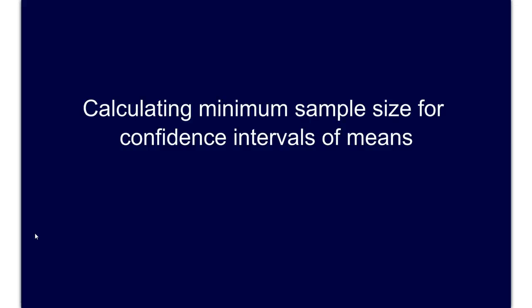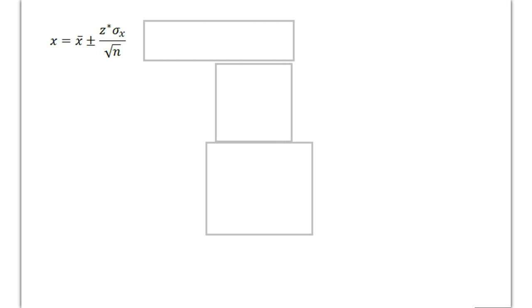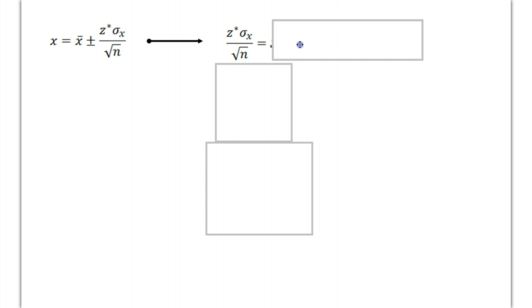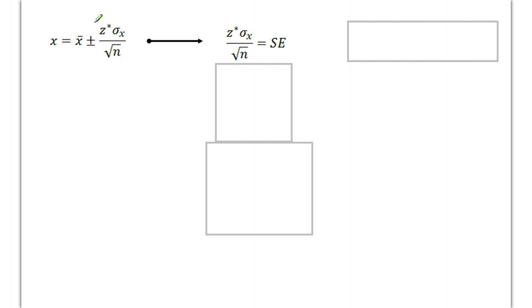When you know what type of confidence interval you're looking for, you can plan ahead of time what is the minimum sample size that you're going to need. In order to do this, we're going to start with the confidence interval equation that we had earlier, and look at the part that is the standard error. The part after the plus or minus is how much error there is in either direction from our original guess of x bar.